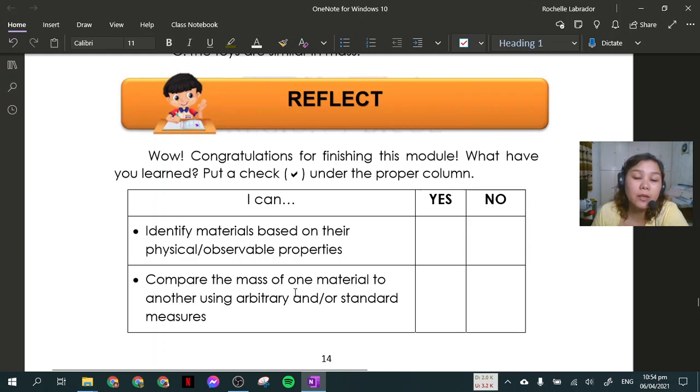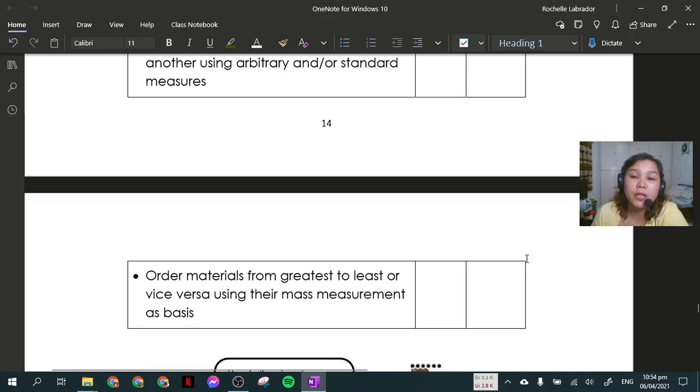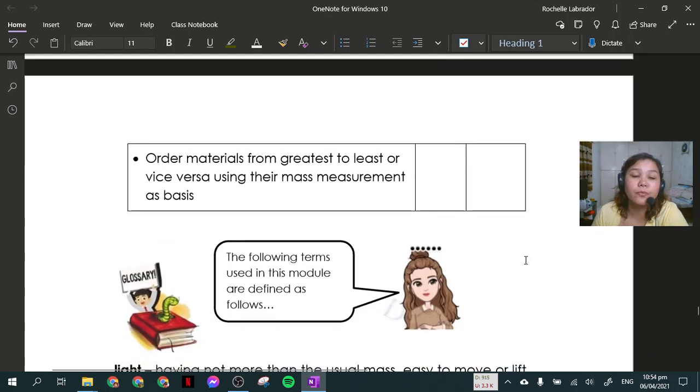Next, compare the mass of one material to another using arbitrary and or standard measures. Okay, yes or no. So the one that was used is in kilograms doon sa one of the explore activities. And then the third one, order materials. Ibig sabihin, yeah, you can arrange materials from greatest to least or vice versa using their mass measurement as basis. So check under yes or no.